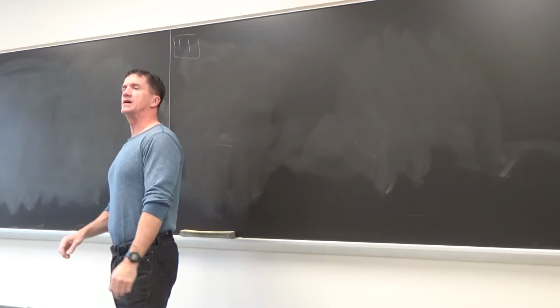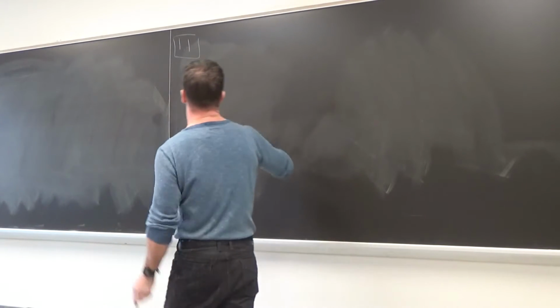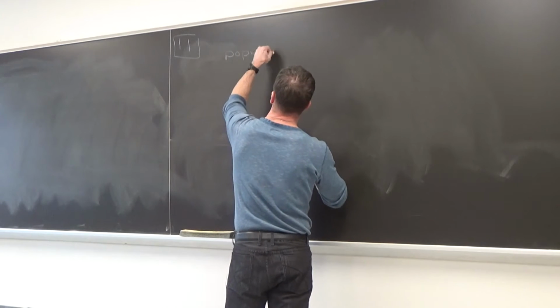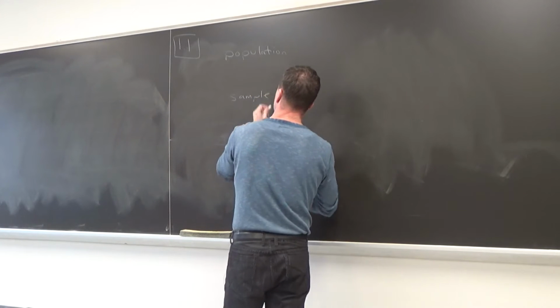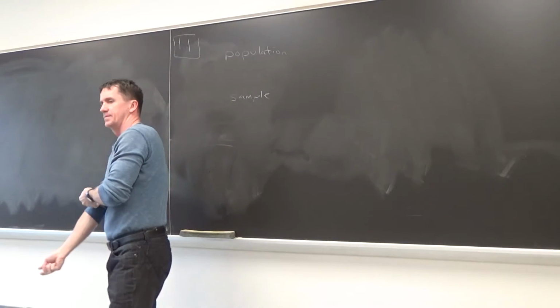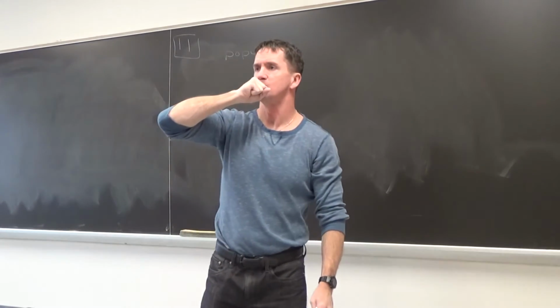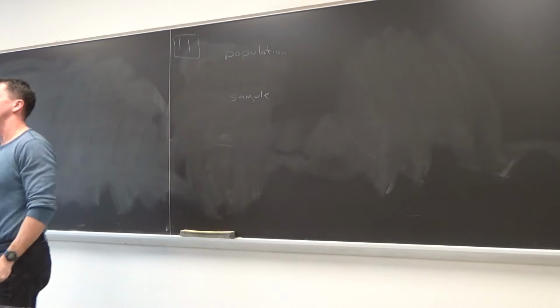You read in the book, you might say, well, it's a numerical summary of a sample. So let's go over these two words right away. Population, sample. Sample is a subset of the population.